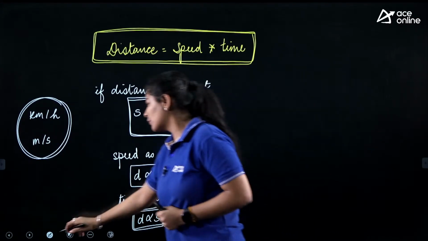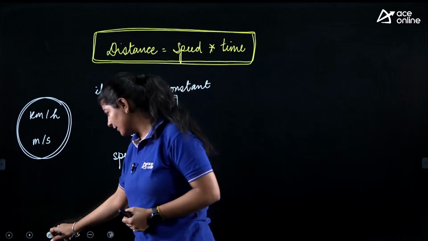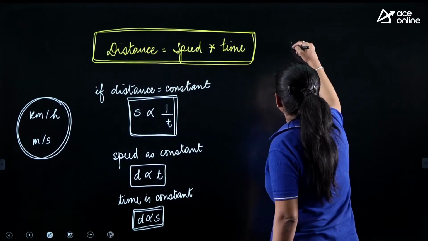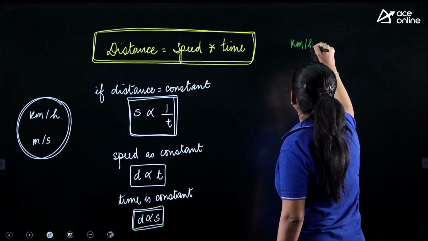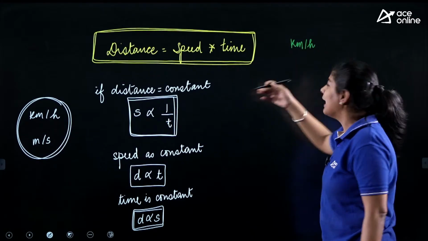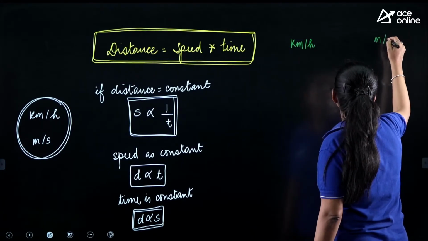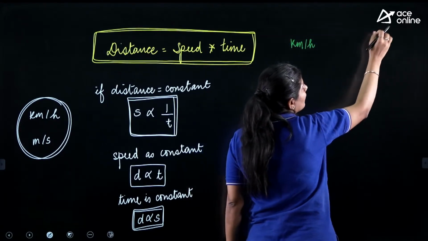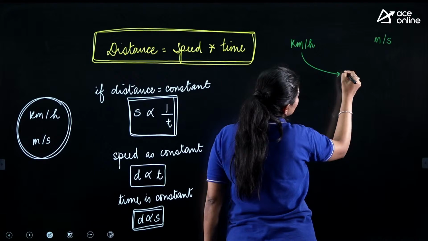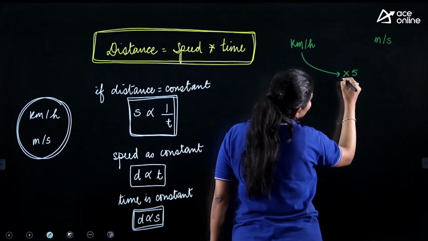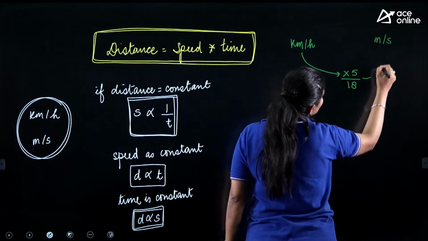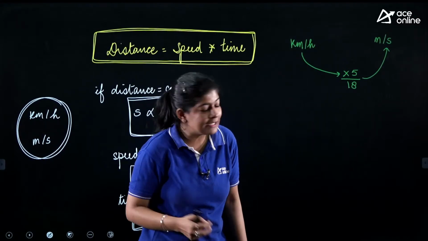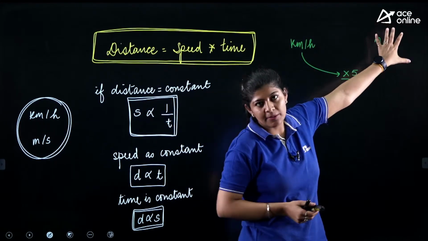So now the question arises how to convert it. I really hope that most of the students are well aware about this. Kilometer per hour is a bigger unit and we know that meter per second is a smaller unit, right? So if you want to go from a bigger unit to a smaller unit, what you need to do? You need to multiply it by the smaller number and divide it by the bigger number. So basically you need to multiply the kilometer per hour by 5/18 to get the answer in meter per second.